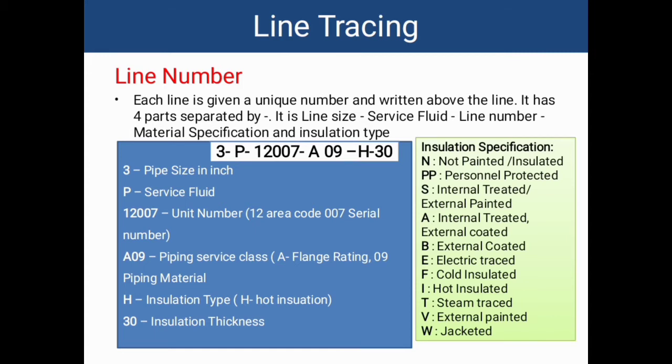If it is PP, personnel protection. If it is S, internally treated, externally painted. A means internally treated, externally coated. B means externally coated. E means electric traced. F means cold insulated. I means hot insulated. T means steam traced. V means externally jointed. W means jacketed. So these are the components of the line number.